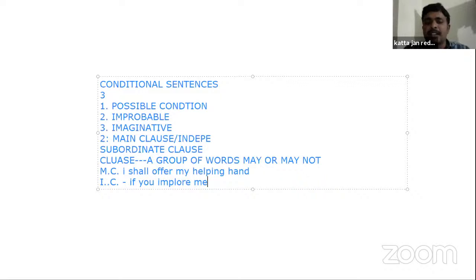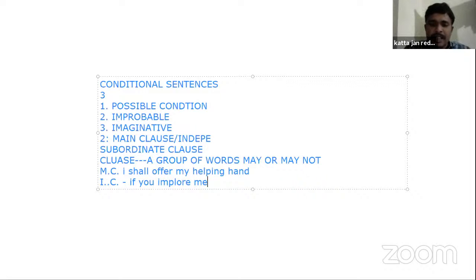Right? Incomplete. There should be something to be added, but there is nothing. It's a group of words. It's a phrase. It's a clause. It's a group of words, but it is not giving complete meaning. If you implore me, what happens? Nothing is there. Something to be added, right?